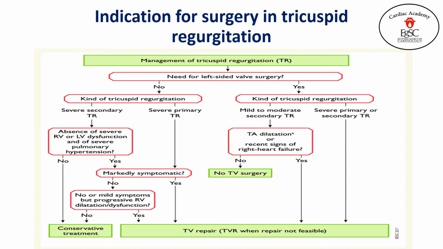This slide shows the indication of surgery in tricuspid regurgitation, which depends mainly on the need for left-sided valve surgery, the kind of tricuspid regurgitation, whether primary or secondary, the severity and the presence or absence of right ventricular or left ventricular dysfunction, and the presence or absence of pulmonary hypertension.